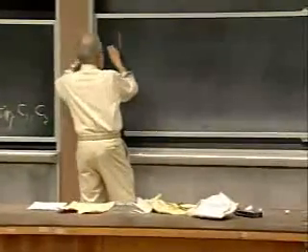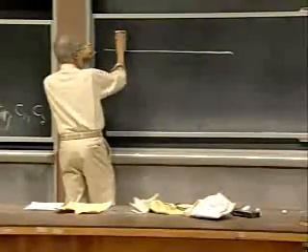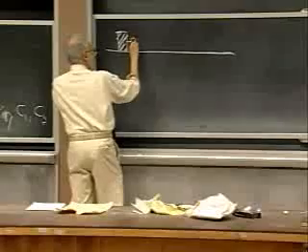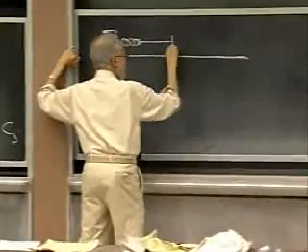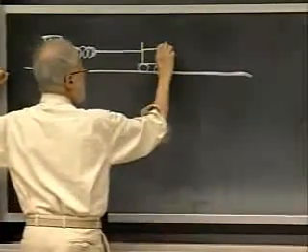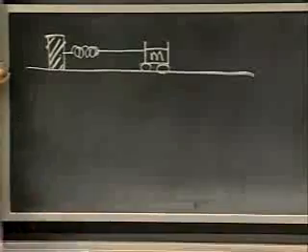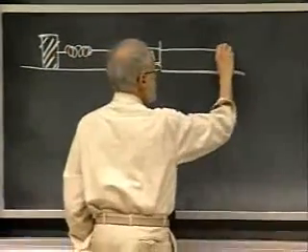So here's my system. That's some fixed thing. Here's a little spring. And there's a little car on a track here, I guess. So there's the mass, some mass in the little car. And the motion is damped by what's called a dashpot.